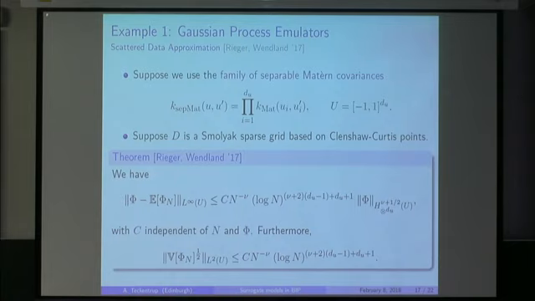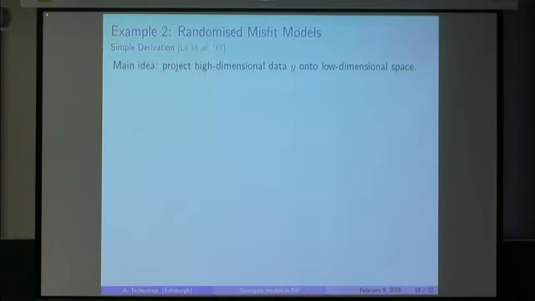So it doesn't completely get rid of the dependence on the dimension, but it does have a much better dependence on dimension than the one that you had previously. And for the variance, you can show something very similar. Okay. So I think I probably won't have time for the second example.